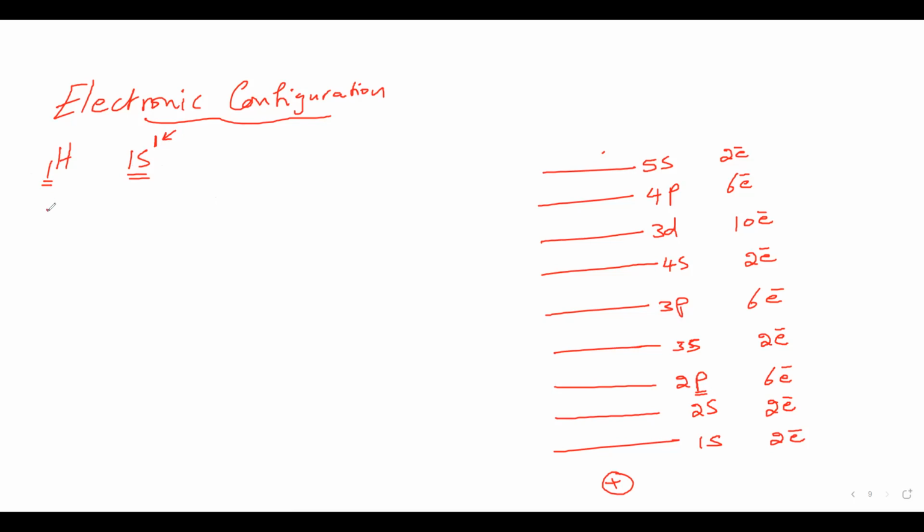Then we come to helium. Helium has 2 electrons because it has 2 protons, so it has 2 electrons. Where will they go?